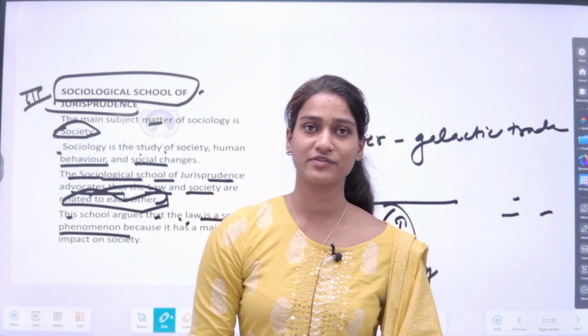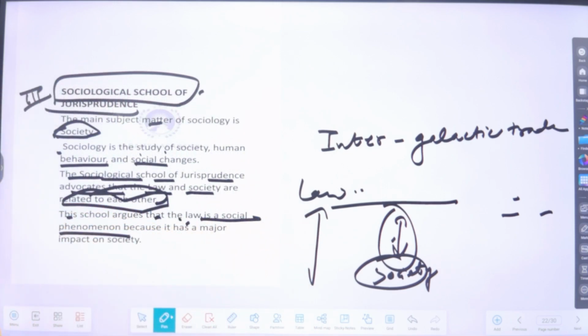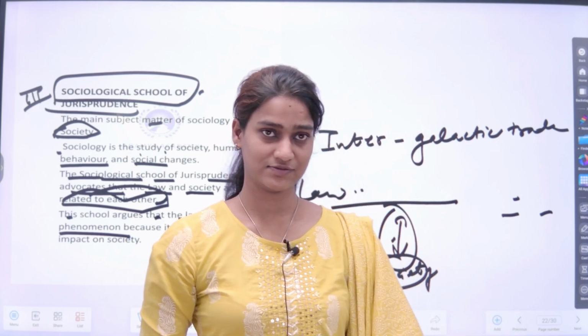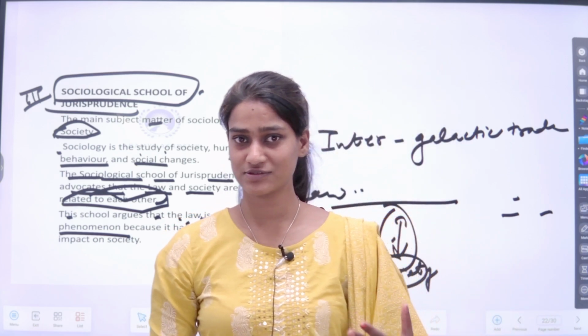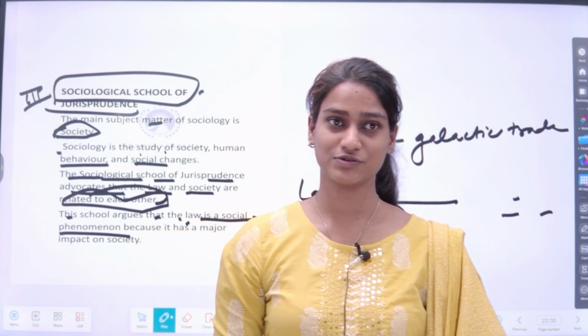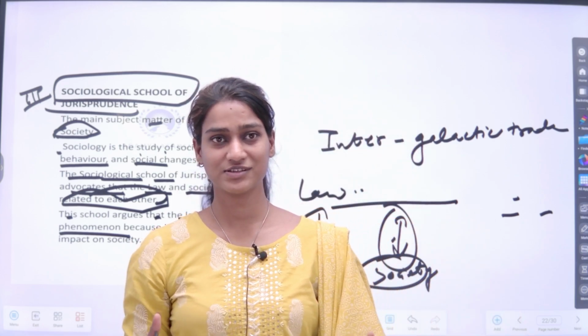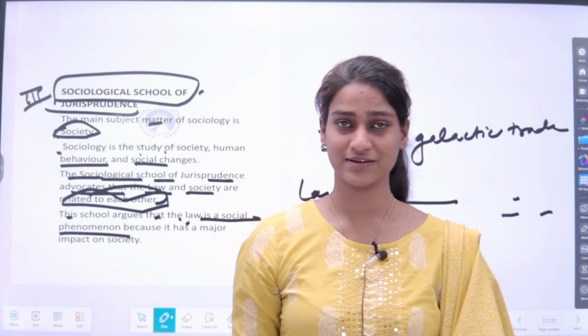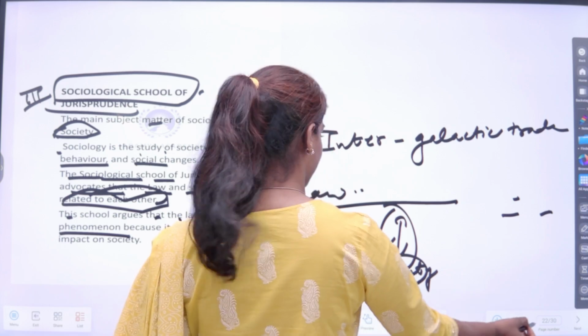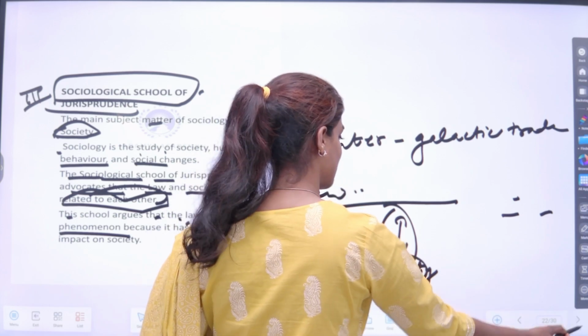So what does social phenomena mean? Social phenomena means whatever law does to the society, it will have an impact on the society, and whatever happens in the society will make a law. So both are related to each other. So it's a social phenomenon. Law is dependent on society. Societal conditions is what the sociological school has to tell.